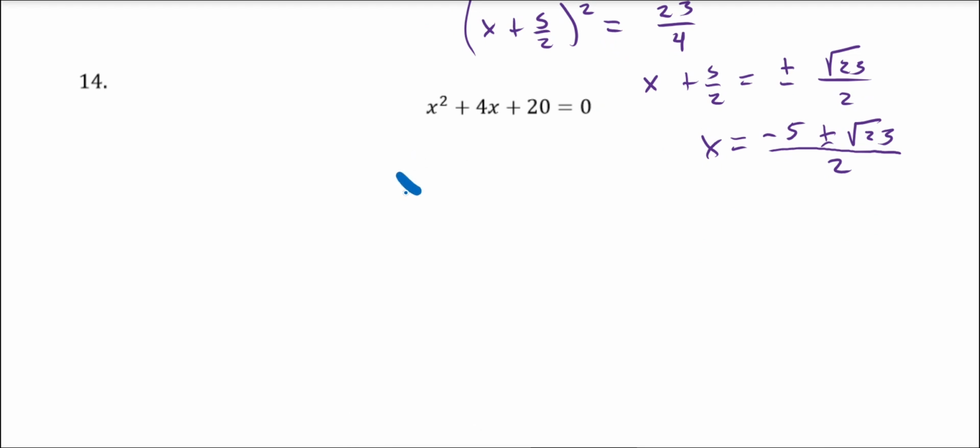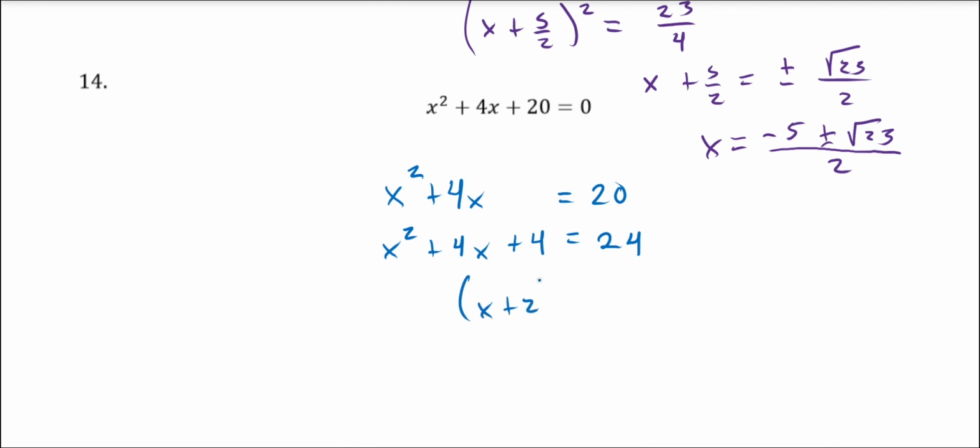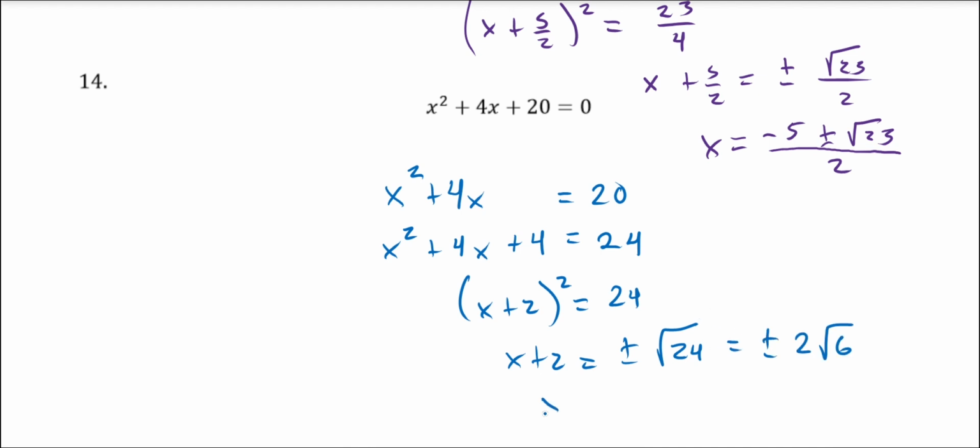Here I would bring the 20 over. Adding half the middle term squared to each side means adding 4. And so we wind up with (x + 2)² is equal to 24. Taking the square root of both sides, but simplifying by dividing out a 4 and square rooting it, we wind up with x is equal to -2 ± 2√6.